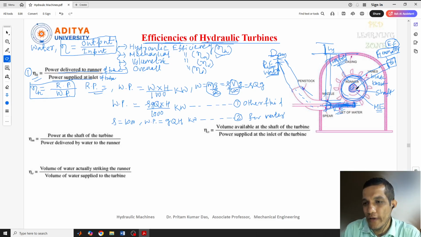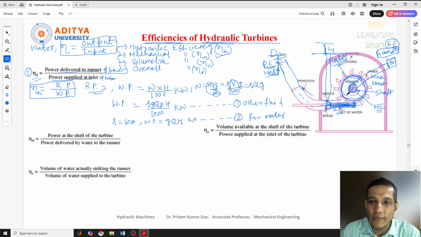Now see, mechanical efficiency. When the runner started rotating, it creates mechanical energy. But for efficiency calculation, how will we define it? The power delivered by the water to the runner of the turbine. Though water is supplied everywhere, at what level? The power at the shaft of the turbine. That means the power delivered by water to the runner of the turbine.